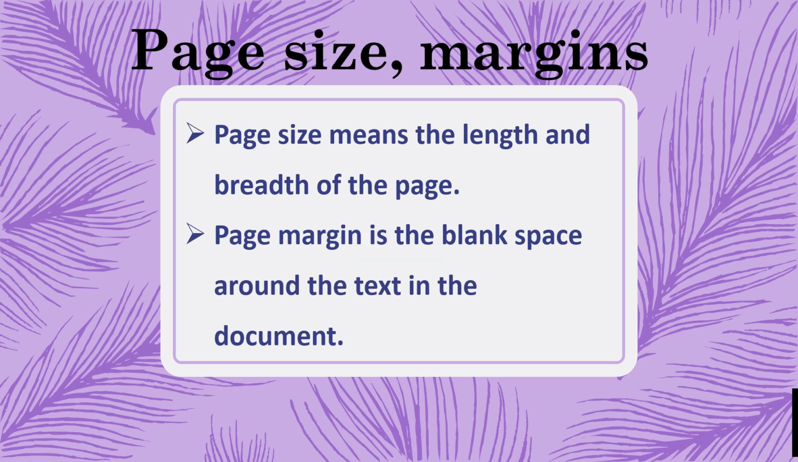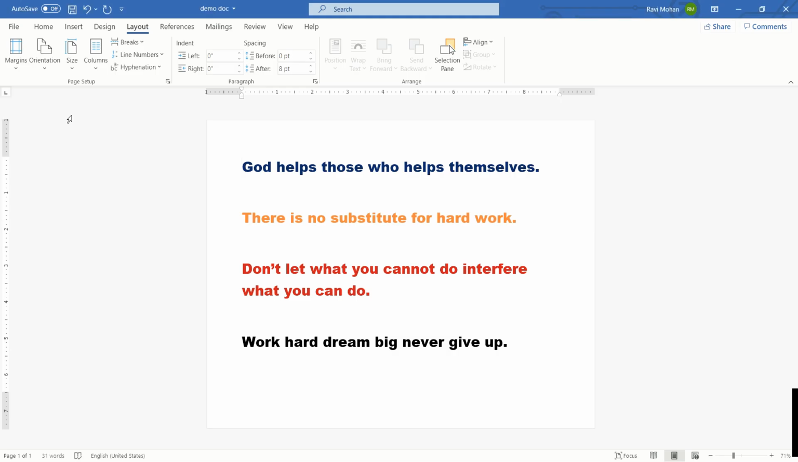Like your notebooks, even in Word documents, we have four types of margin and they are very well depicted by these two rulers. There are two rulers present in the document. One is the horizontal ruler and the other one is the vertical ruler. The horizontal ruler helps us to adjust the left and right margin of the page, whereas the vertical ruler helps us to adjust the top and the bottom margin.